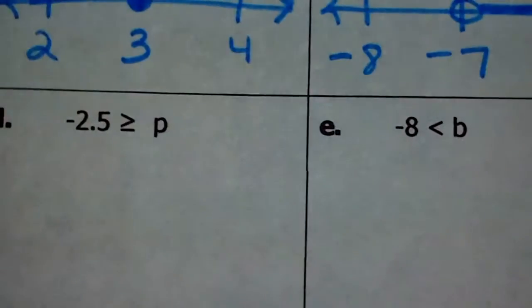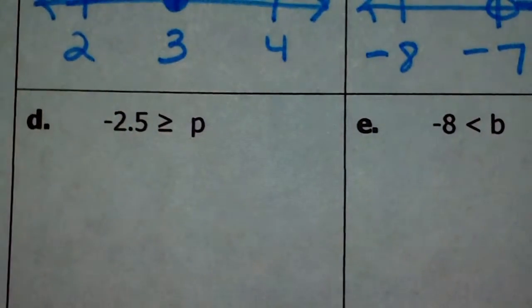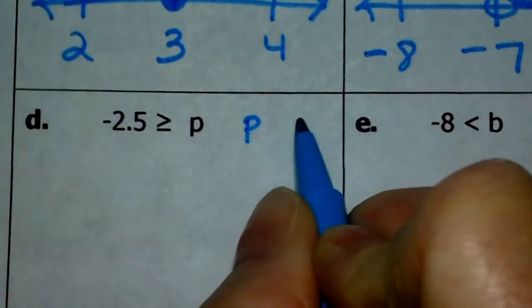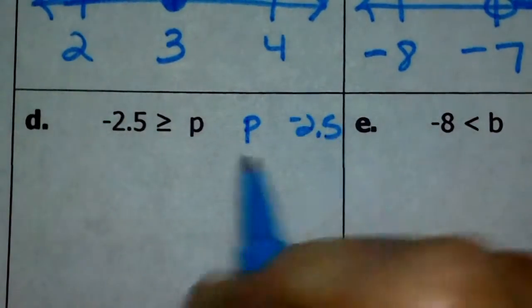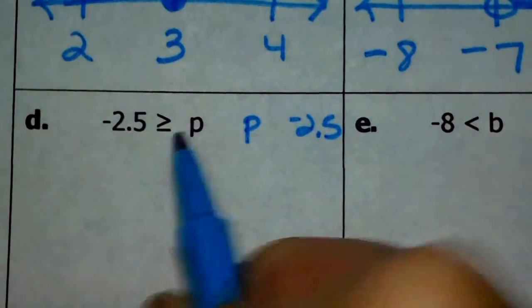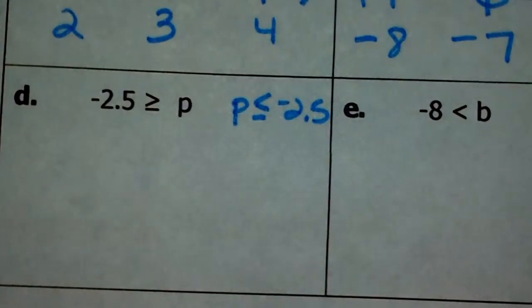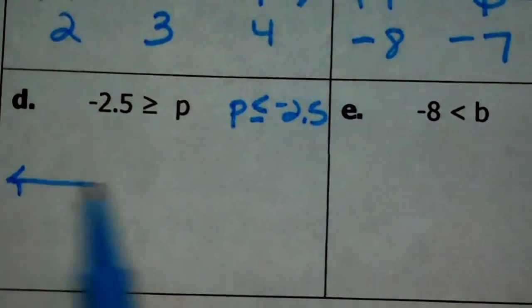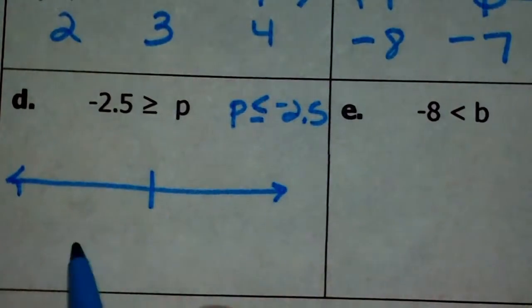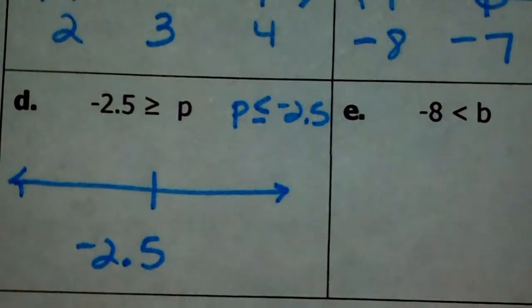All right, with this next one, do you see how the variable is on the right? I do not like that. So rewrite this with it on the left. And right now it's pointing at P. So make sure when you rewrite it, it's still pointing at P. Now draw your line. And in the center, we have the value that's given. I have -2.5.